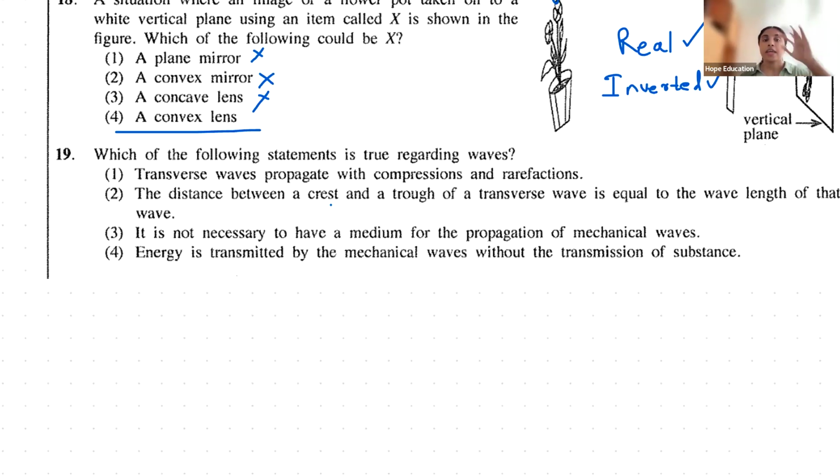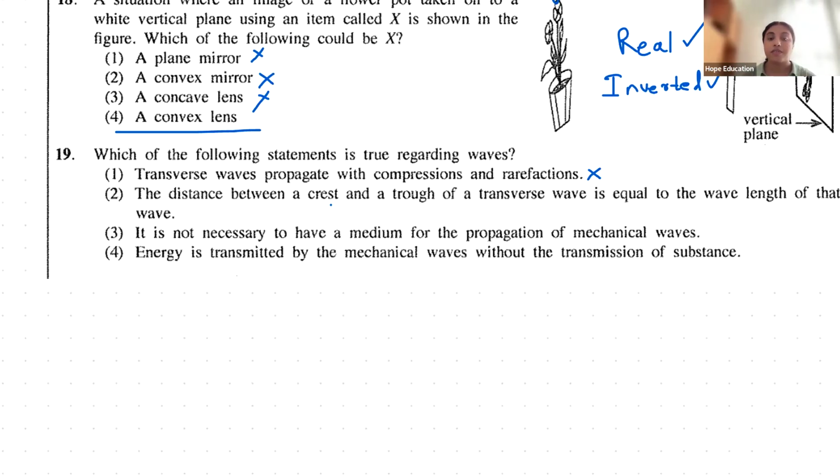Crest and trough. In longitudinal waves, particles move like this. The wave goes forward, particles are moving like this. Where they come close together, we call compressions, and where they move apart, we call rarefactions. So, saying transverse waves propagate with compressions and rarefactions, I was wrong. Actually, longitudinal waves propagate only using compressions and rarefactions like this. The wave goes forward, but particles don't move forward; particles just move like this. The wave is what goes forward.